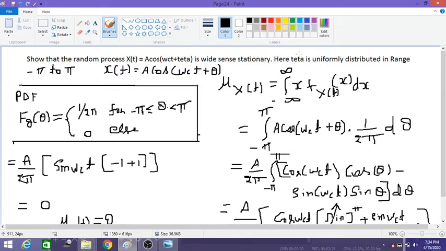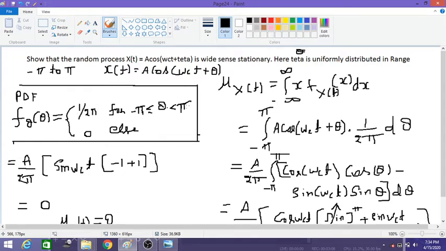Remember, whenever theta is a random variable distributed over the range of minus pi to plus pi, then its density function, sorry, this is supposed to be the density function, not the distribution function, is f theta of theta equal to 1 by 2 pi for theta in the range from minus pi to plus pi, otherwise it is 0. So you have to remember this always. Otherwise, if it is 0 to 2 pi also, its density function results in 1 by 2 pi.